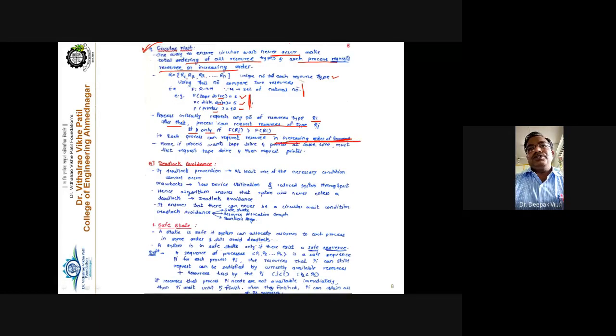Increasing order of enumeration means, for example, R1 is requested and allocated. Then it can go for R3, then R5, then R9, then, say, R12. But after R12, it cannot go back to R7. It cannot go in reverse. The process must keep requesting resources in increasing order of their resource numbers. This is how we prevent the circular wait condition.